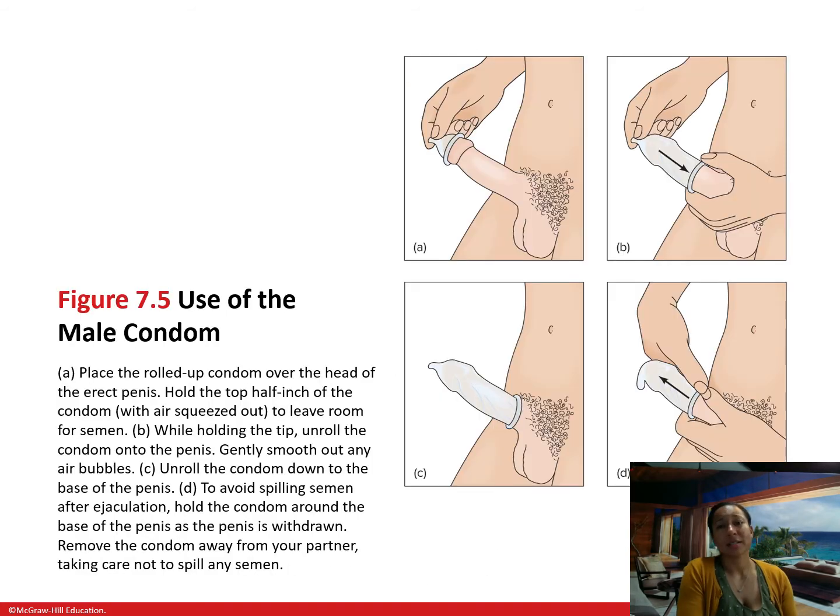Right? So here's just an example on how you're supposed to put it on. And if you notice in figure C, where I talked about the reservoir tip, it's going to be that little tip on the very end. Again, you need to leave that because that's what catches the sperm, and it ensures that the force of the ejaculation is not going to rip the condom and the sperm is going to stay away from the female.